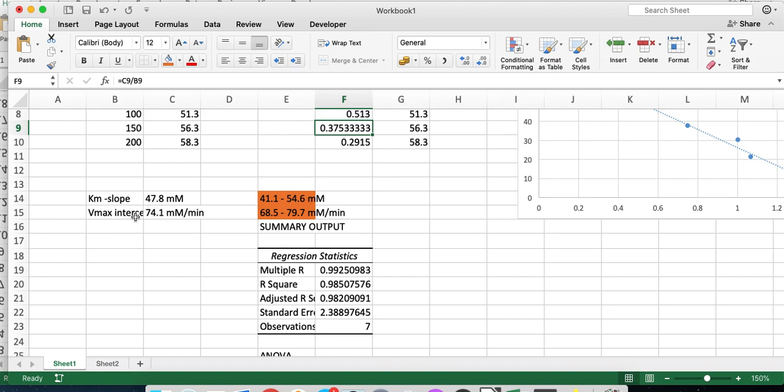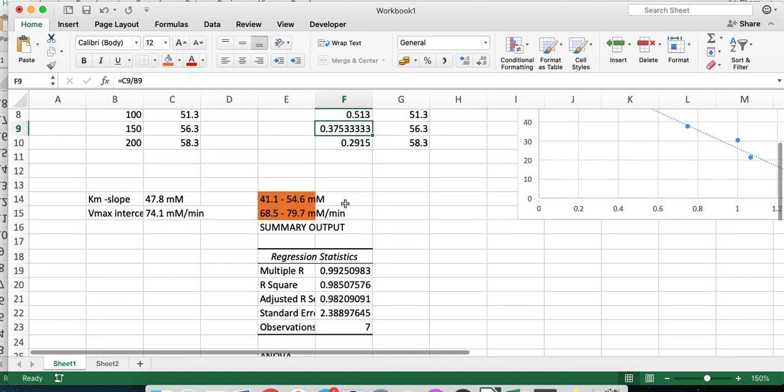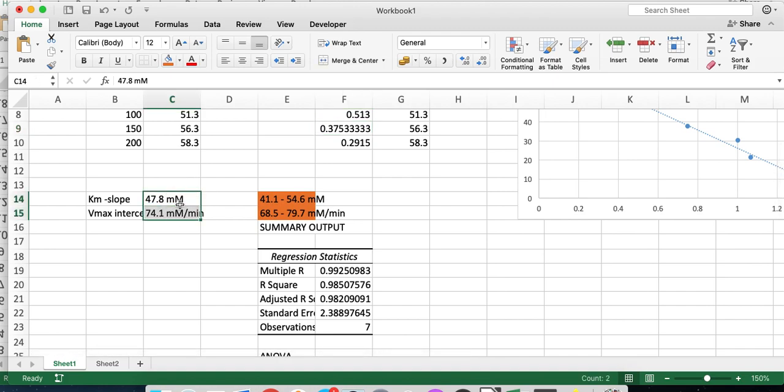reaction, and the Vmax would be somewhere between 68.5 and 79.7 millimolar per minute. I hope this helps you find out not just the point estimates for your enzyme reaction, but also the population confidence interval, where we think the true value, if we did this experiment thousands and thousands of times, where we think that our true enzyme parameters are located.